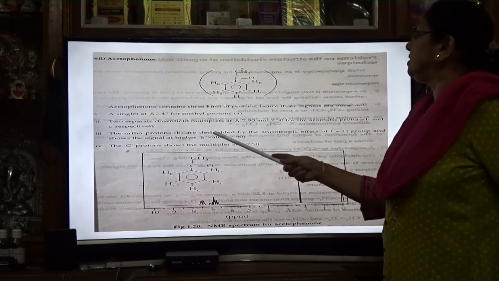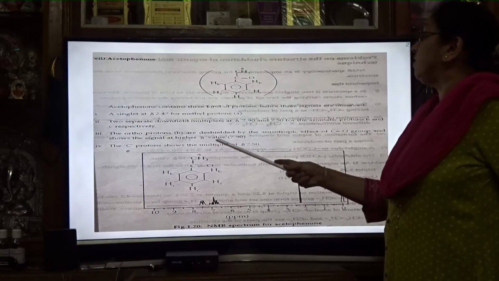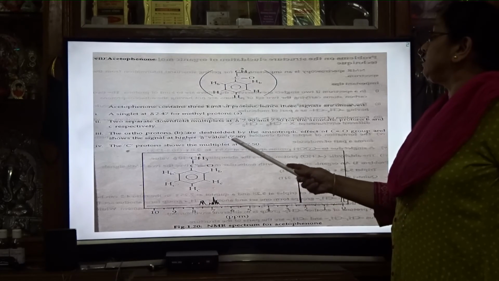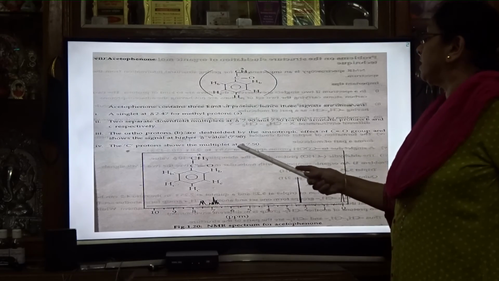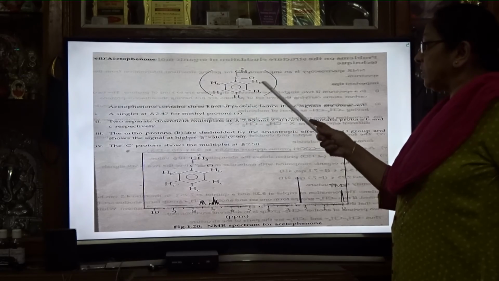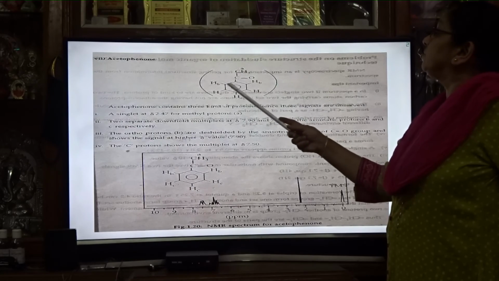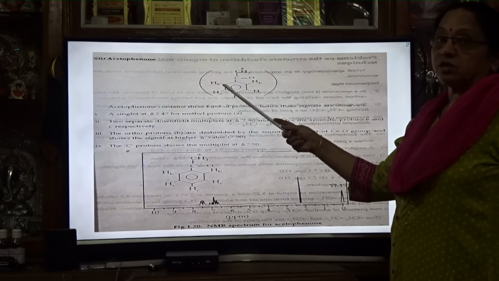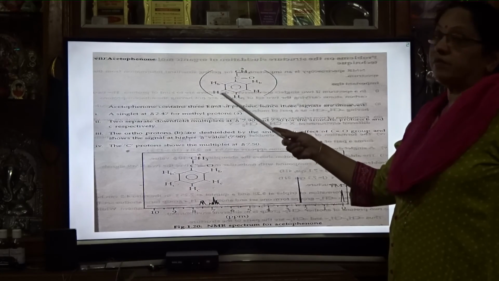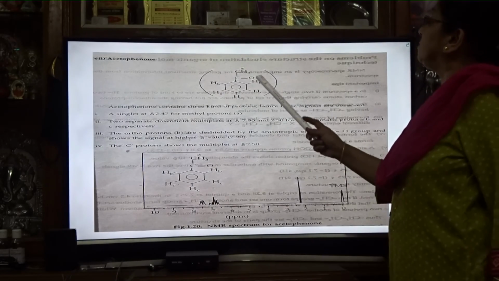The ortho protons are deshielded by the anisotropic effect of the carbonyl group and the signal is at the higher del value, 7.90. The C protons show a multiplet at del 7.50. So we are having 3 signals: A for CH3, one for these 2 ortho protons, and one for C. Ortho means side-by-side protons are known as ortho protons. So 1, 2, 3, 3 signals we are getting. 2 are multiplets and 1 is a singlet.